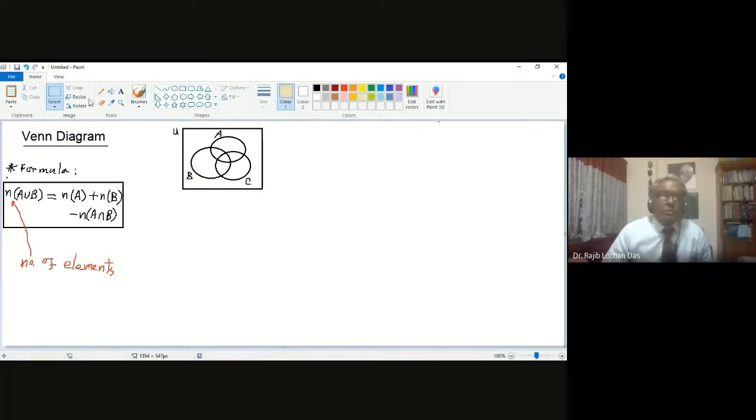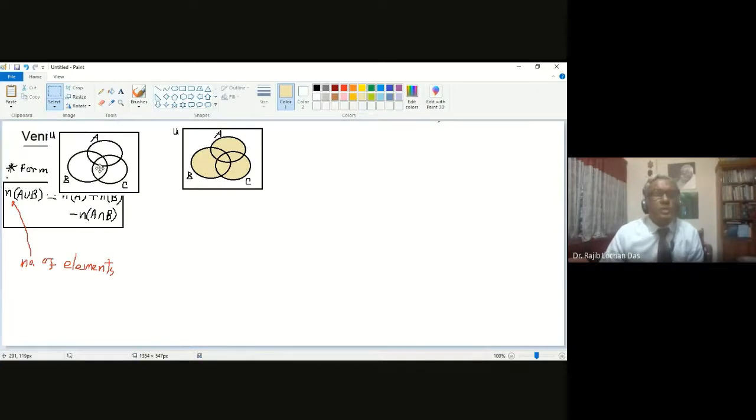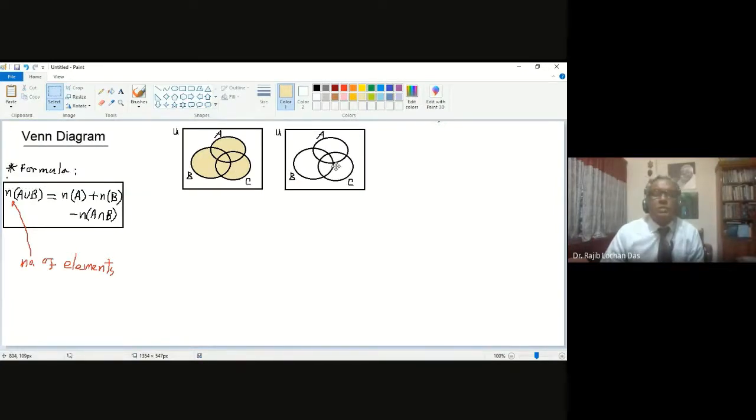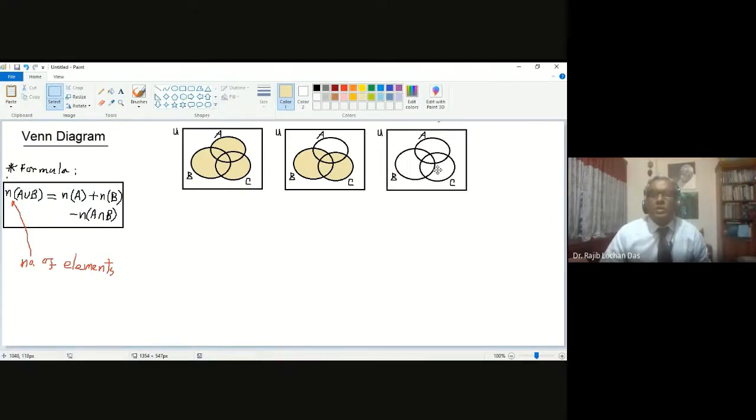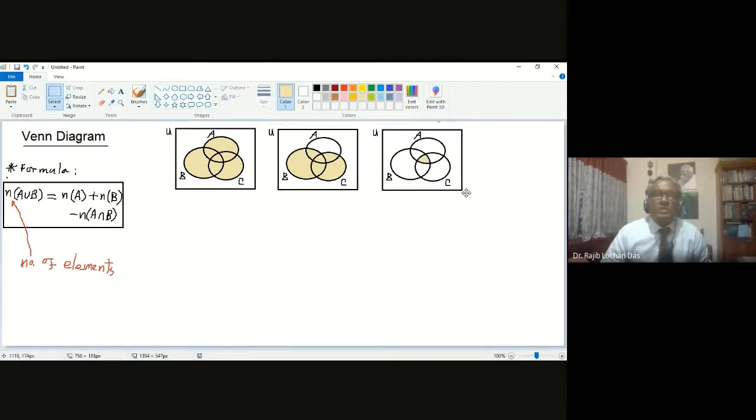So what will be this area? That will be A union B union C. So what will be this thing? If I shade B fully and C fully, that will be only B union C. What will be this part? If I shade only this area, that will be A intersection B intersection C.